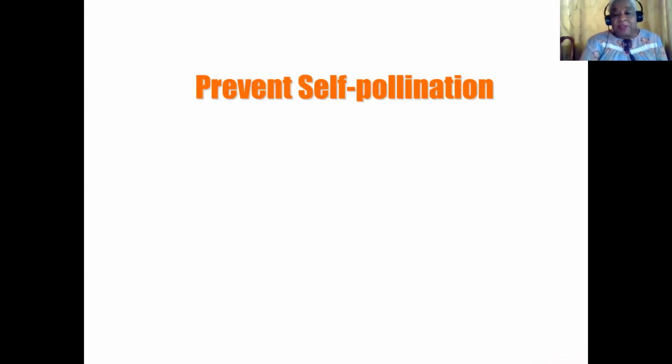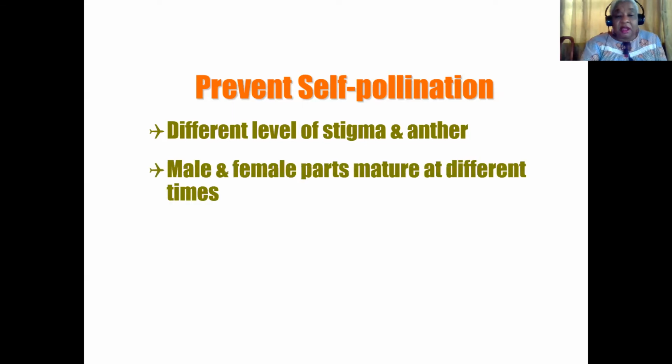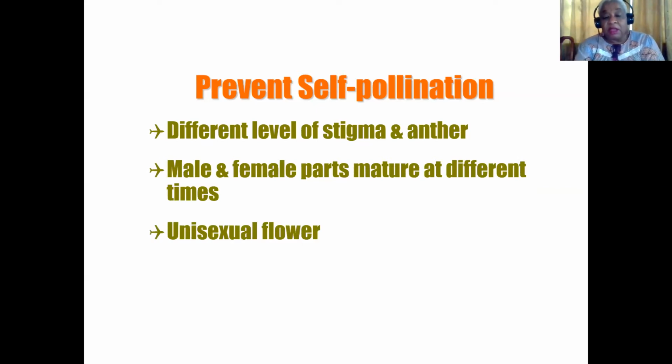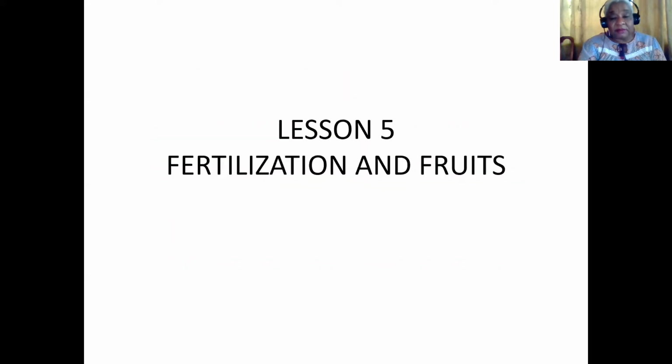You may want to prevent self-pollination so you can have yourself some genetic variation. And ways of preventing self-pollination is to have different levels of stigma and anther, male and female parts maturing at different times on the same plant, a unisexual flower. In other words, the flower only has male parts or the flower only has female parts. Or you can have pollen tubes that cannot germinate into the same plant.